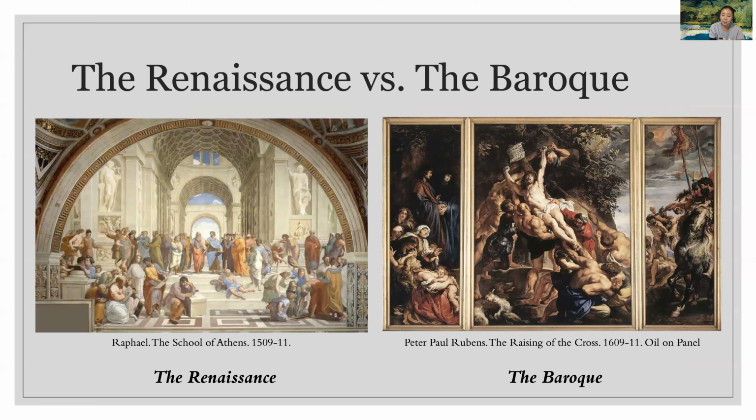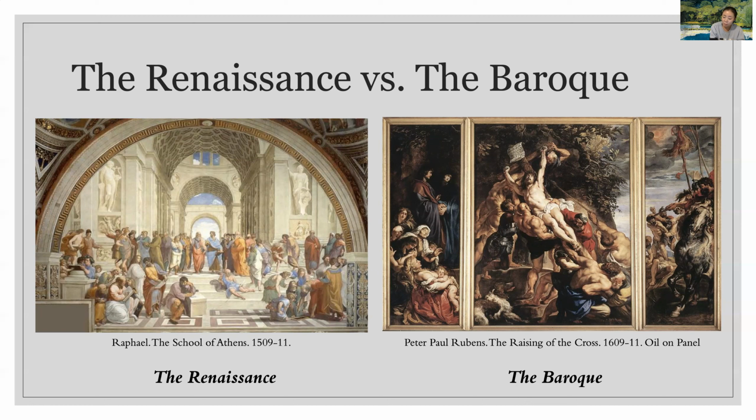Now, let's see the paintings. The left one is Raphael's painting, The School of Athens in the Renaissance era. And the right one is Peter Paul Rubens' The Raising of the Cross in the Baroque era. Can you see the differences? It is easier to find compared to architecture and the sculpture.